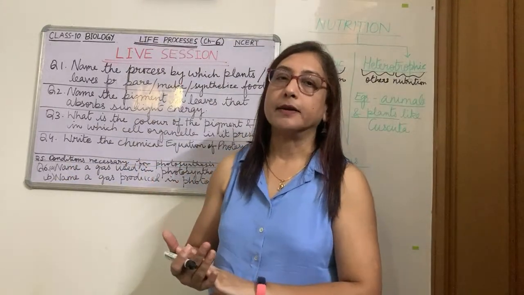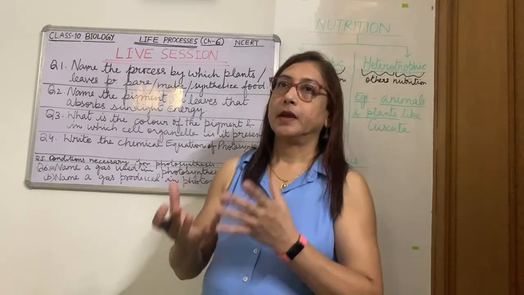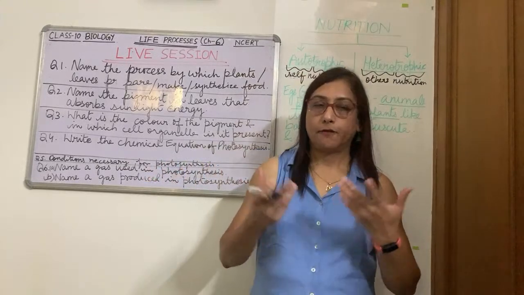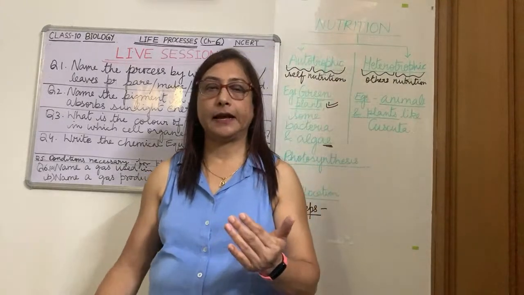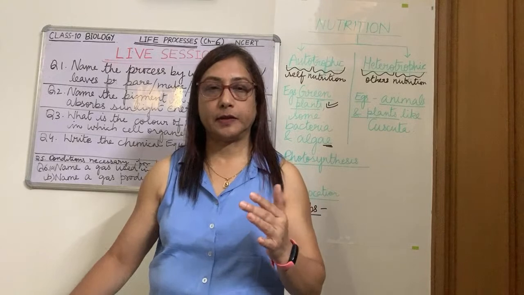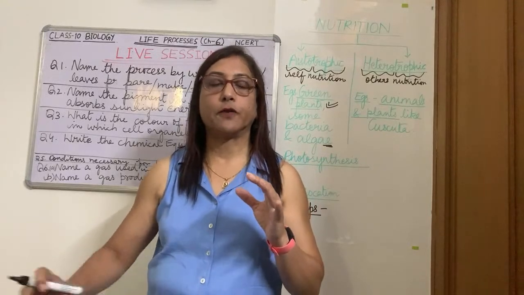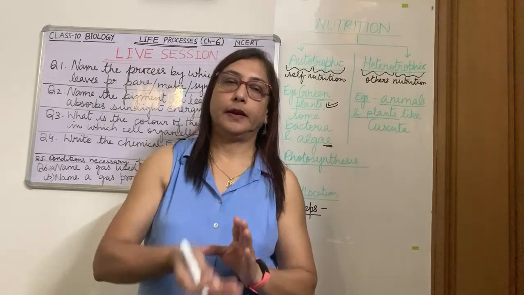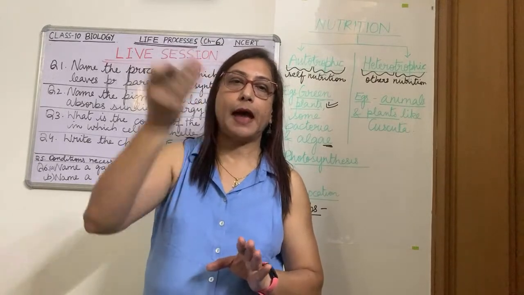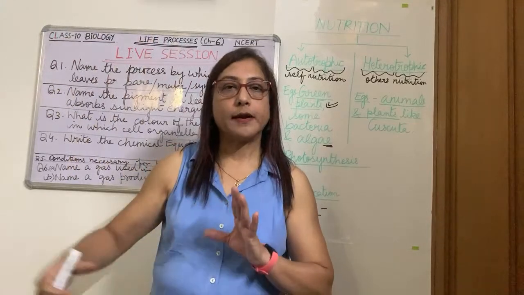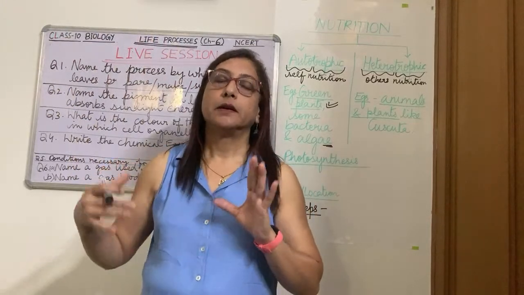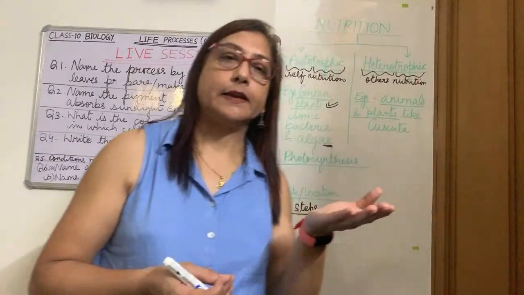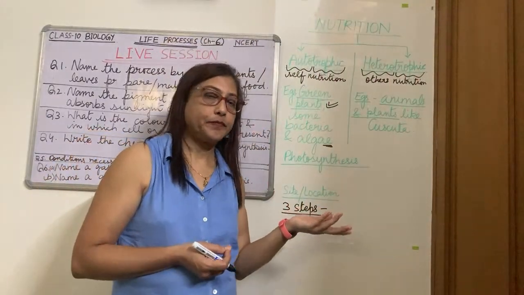The green plants take carbon dioxide and water from the environment. Water they take from the roots. The roots pull up the water from the soil, from the ground, and take it up the stem and to the leaves. So water is taken from the ground by the roots, and carbon dioxide is taken from the atmosphere.